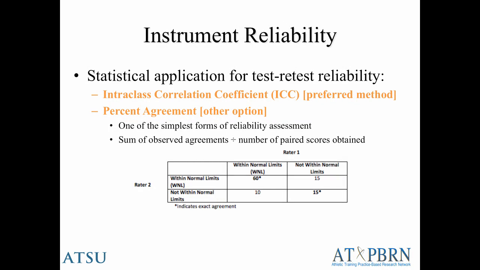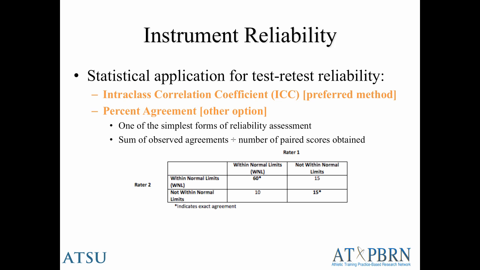Similarly to rater reliability, the preferred method to measure reproducibility, or test-retest reliability, is the intra-class correlation coefficient. However, another option would be to use percent agreement. Percent agreement is one of the simplest forms of reliability assessment and involves the sum of observed agreements divided by the number of paired scores obtained. For example, let's say we want to know the percent agreement between 2 raters who each subjectively assess 100 individuals' hamstring flexibility and place them into one of 2 categories, within normal limits or not within normal limits.